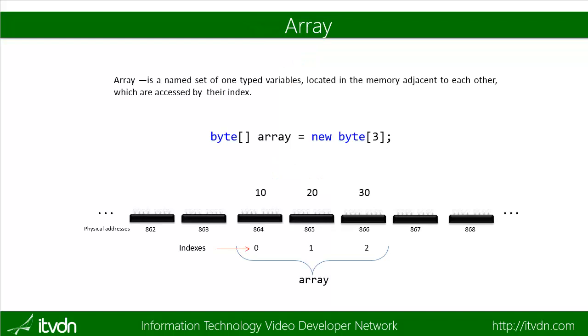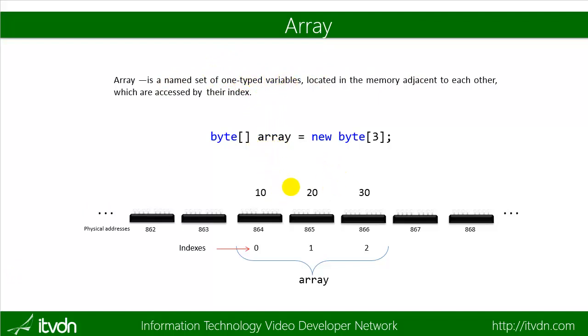So the first thing we're going to look at is the meaning of arrays itself. What is an array? Well, this is very simple. An array is a named set of one-typed variables located in the memory adjacent to each other, which are accessed by their index. Now, what does this mean? This simply means that we have a set of one-typed variables.